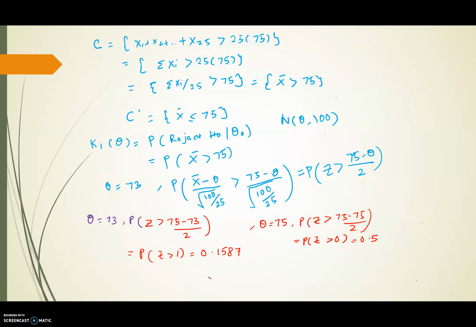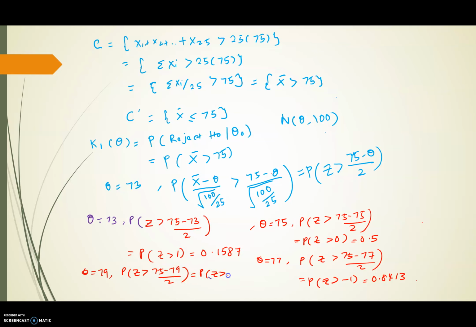Next, we compute theta equals 77. The probability again, 75 minus 77 divided by 2, gives the probability Z greater than minus 1, which from the stats table is 0.8413. The last value is theta equals 79. The same thing: Z greater than 75 minus 79 divided by 2, so the probability Z greater than minus 2 gives us 0.9772.